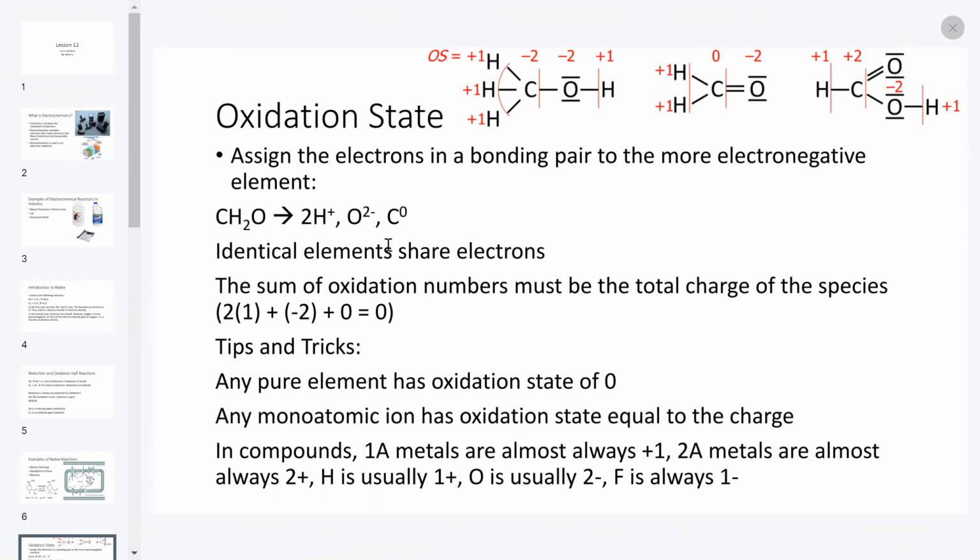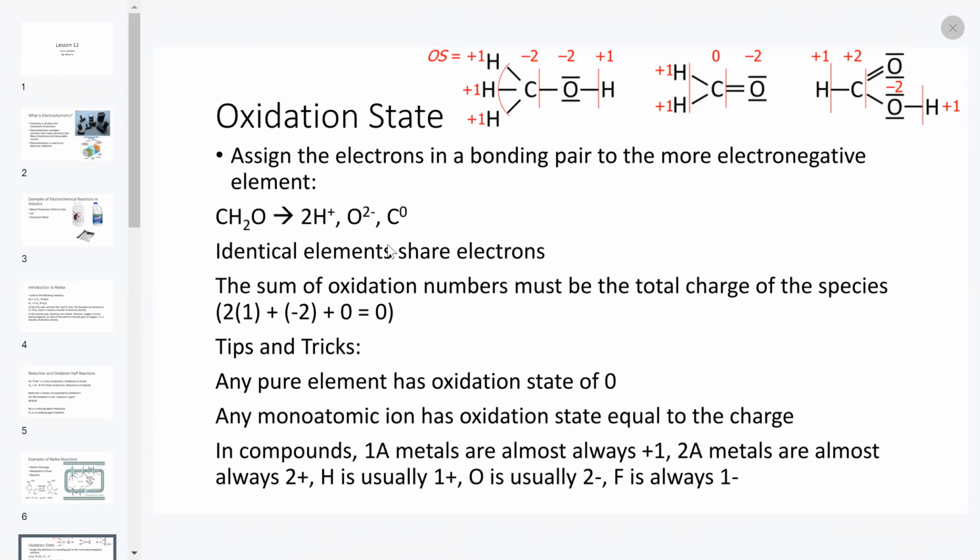Hydrogen is usually +1, with the exception of the metal hydrides, so compounds of metals and hydrogen, which you will probably never see. And oxygen is usually 2-. The major exception is hydrogen peroxide. And fluorine is always going to be -1, except for the pure element. So in compounds, fluorine is always -1. I don't believe there are any exceptions, because fluorine is the most electronegative element, so we always give it the electrons.